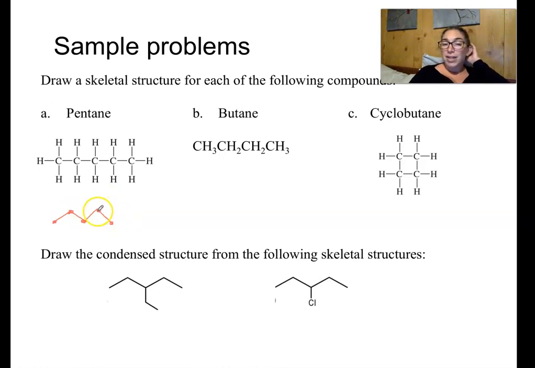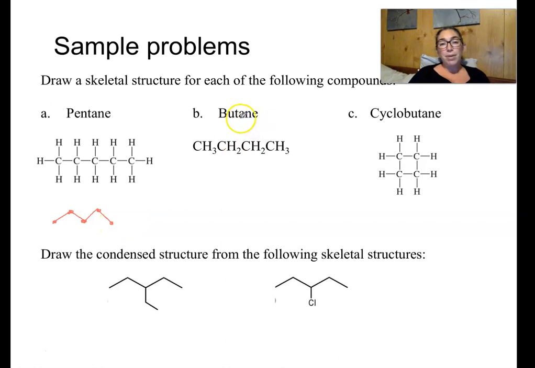One of the reasons why I really encourage you to draw those little balls is because a common mistake that students will make is they will draw 5 lines. All right, but 5 lines would be 6 carbons. So if you have 5 carbons, they're connected by 4 bonds. So drawing those balls really helps you keep track of the number of carbons. You might want to double check that you have 1, 2, 3, 4, 5. 1, 2, 3, 4, 5.